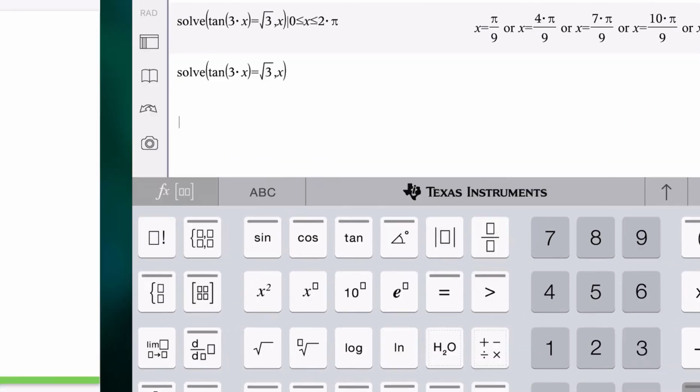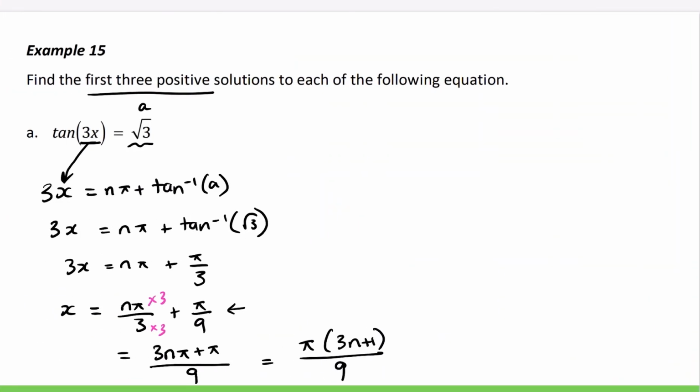So that's just a bit of an interpretation in terms of how we get our general solutions. Now, of course, that's not it. What we want to do is find our first 3 positive solutions. So we're going to now start plugging in numbers for n. The first one we're always going to start with is 0, because that's our first cycle. So in this case, when n is 0, we will have this solution.